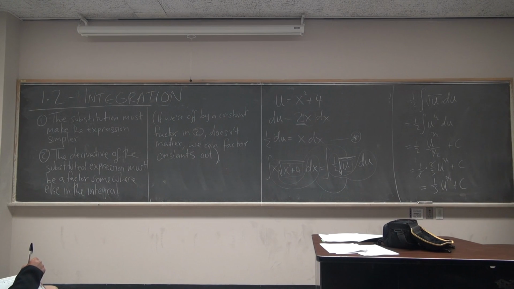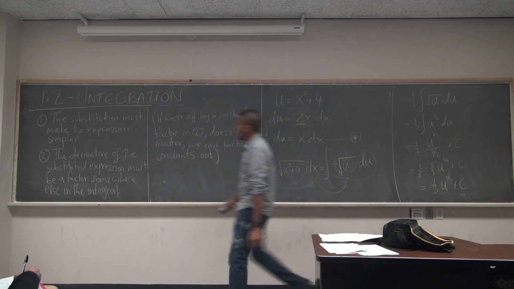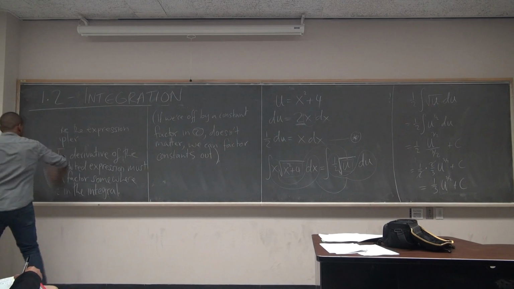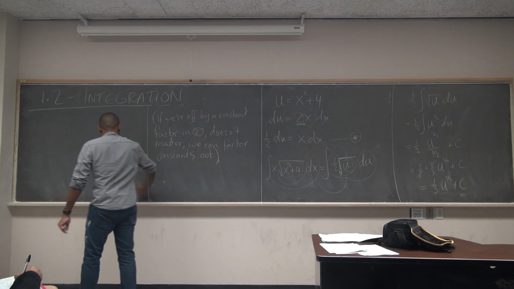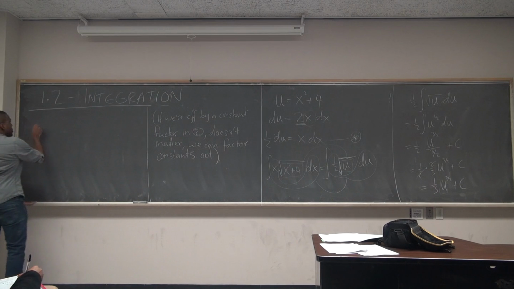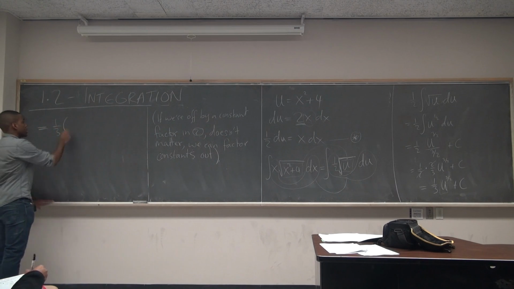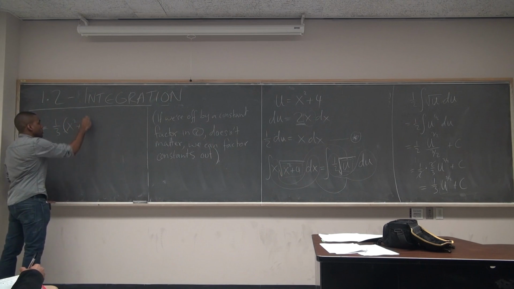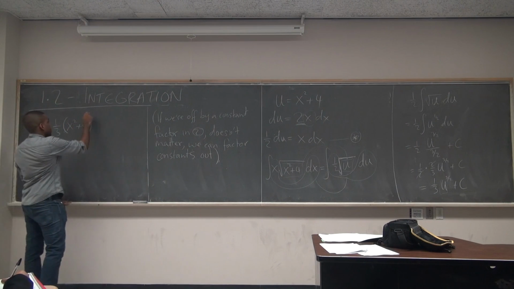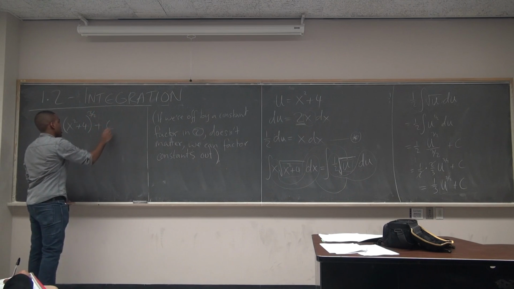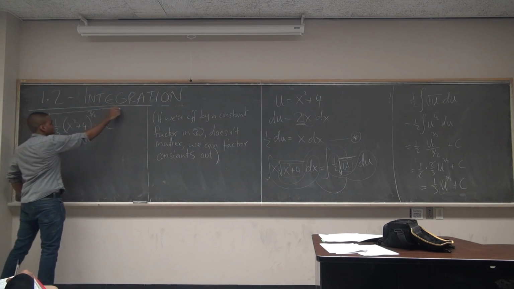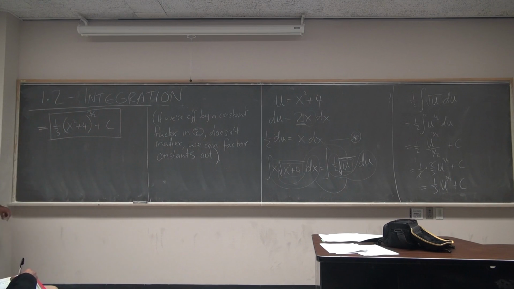Are we done? Right, so if someone asked me a question with x, I can't give them an answer in u. All I do now is just replace this u with what it was originally. This is called back substitution. So ultimately this would be equal to 1/3 times x squared plus 4, since my u was actually x squared plus 4, to the 3/2 plus c. And that ends up being the answer.